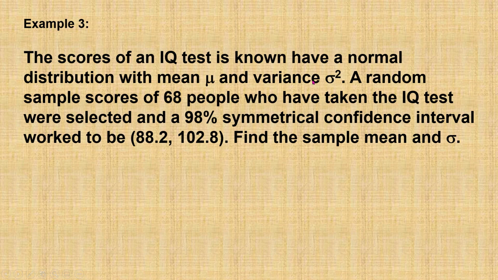Next example. The scores of an IQ test are known to have a normal distribution with mean mu and variance sigma squared. A random sample of scores of 68 people who have taken the IQ test was selected, and a 98% symmetrical confidence interval worked out to be 88.2 to 102.8. Find the sample mean and the standard deviation.